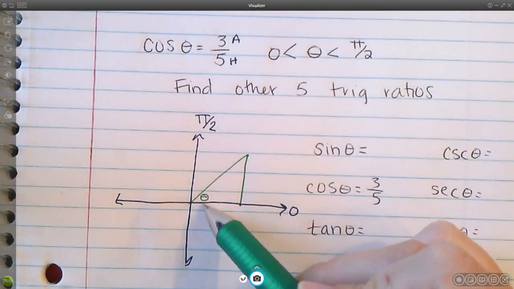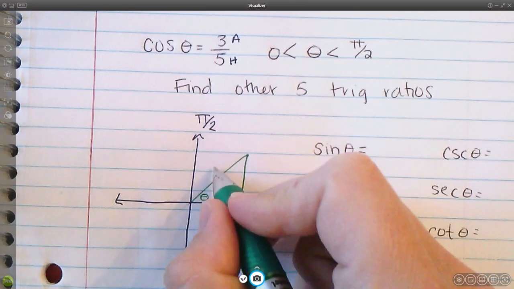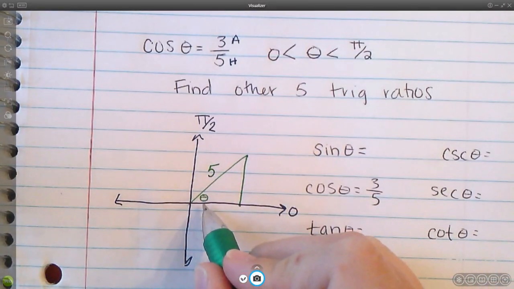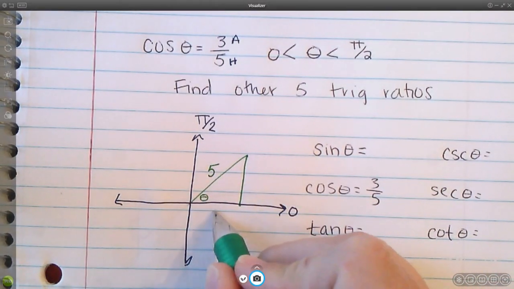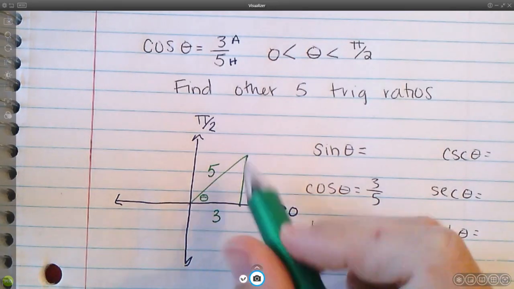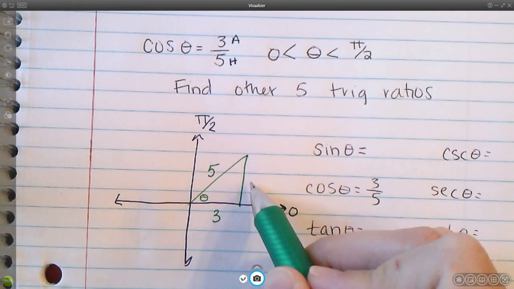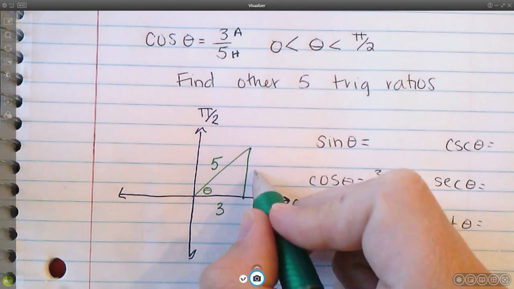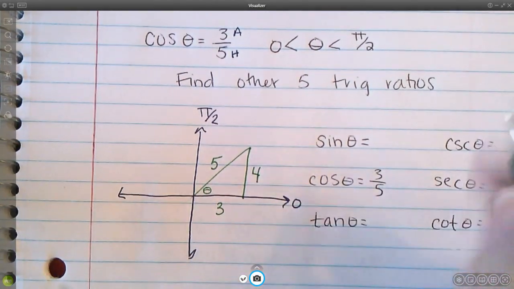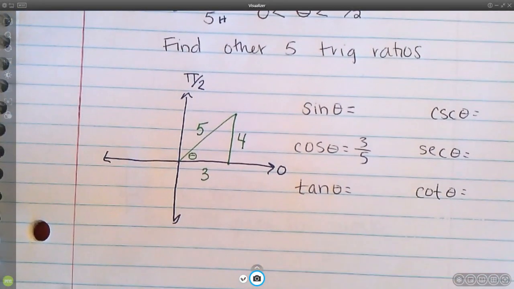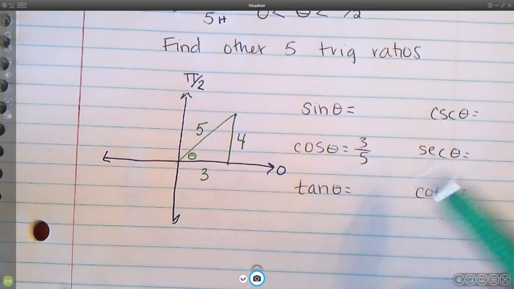So from here, our hypotenuse is 5. Our adjacent is 3. And then we need to find this length. If you use the Pythagorean theorem, you'll end up with 4. I'm not going to show you that work because you should know how to do that. All right, so we have our triangle filled in, and now we just need to fill in these other 5 trig ratios.